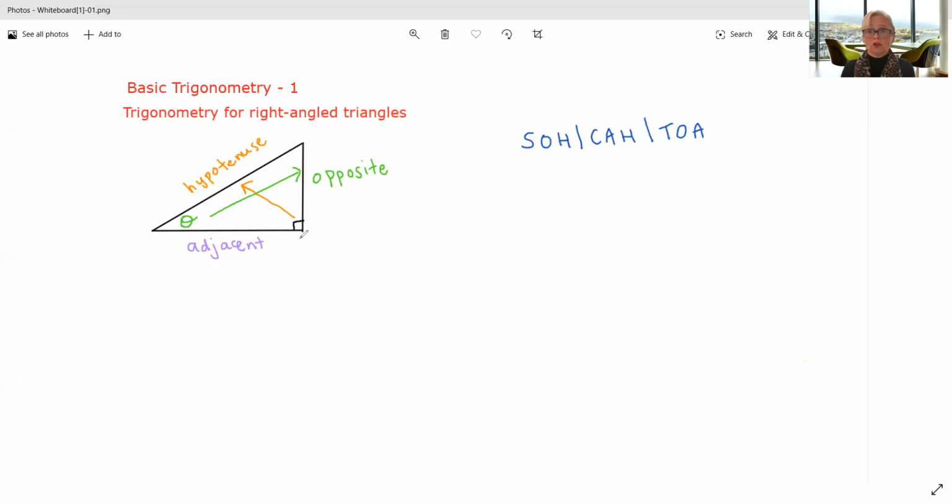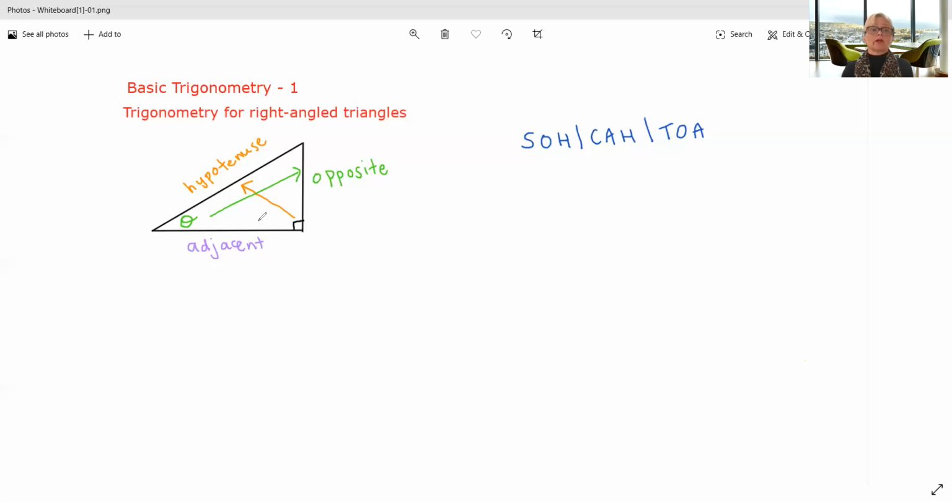The hypotenuse is always the longest side of our right-angled triangle. It is also opposite the right angle. So if you're ever in doubt, draw a line across from the right angle and that will be your hypotenuse. So that's your first step when labelling the sides.